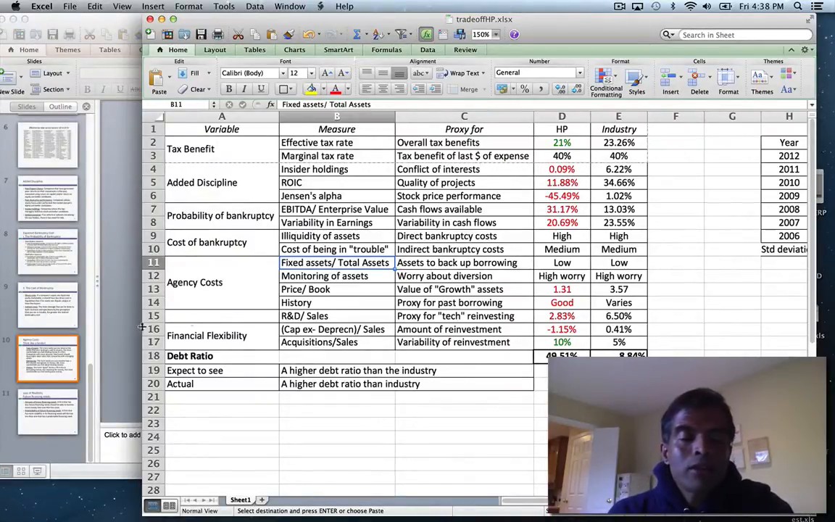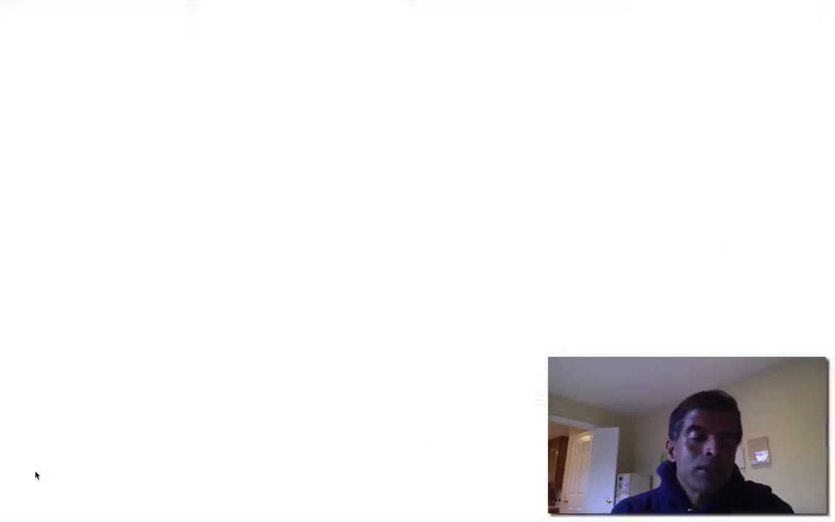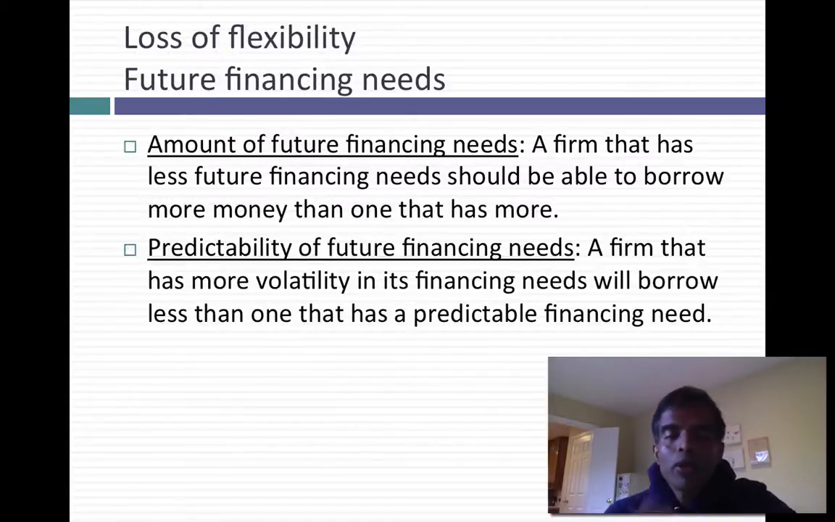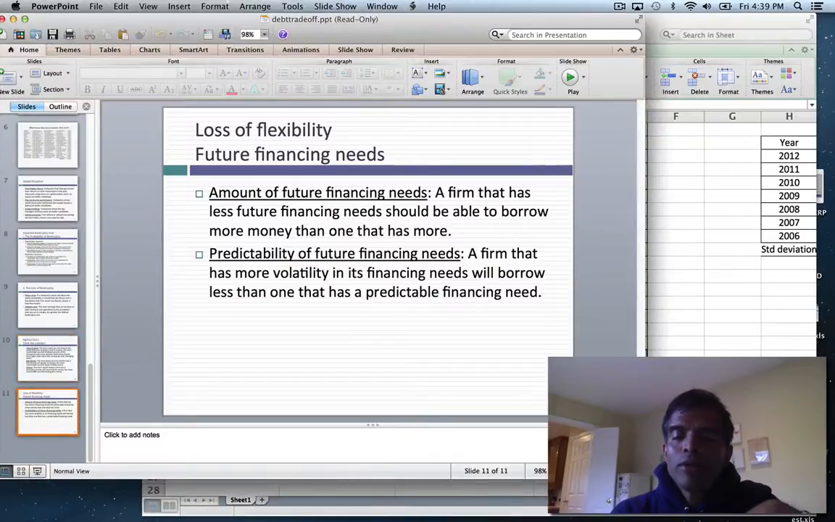Now, let's look at the final factor here, which is financial flexibility. What am I talking about here? Every time you borrow money, you're giving up the capacity to borrow that same money in the future. And the more you worry about, will I need that debt capacity in the future, the less you're going to borrow now. So to get a sense of how much you're going to value this, I'm going to look at two things. One is how much financing needs you have, how much reinvestment do you do as a company, and how predictable are those needs. It's going to be a little difficult to measure, right? So here's how I tried to do it for HP.